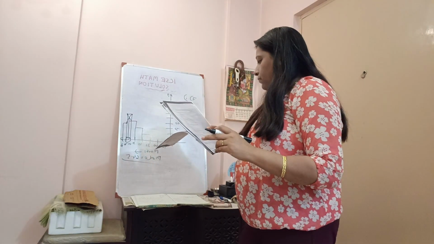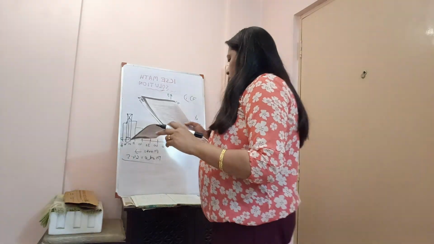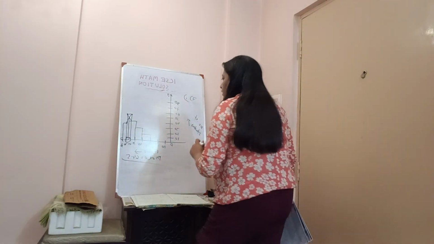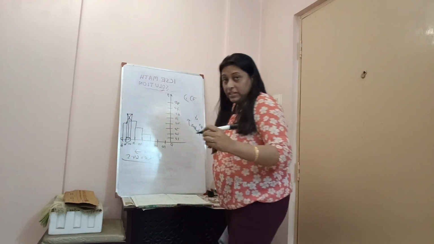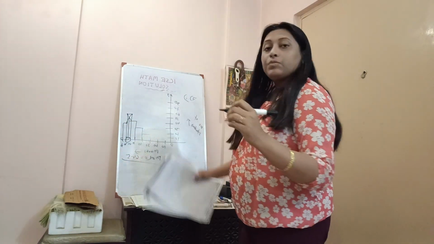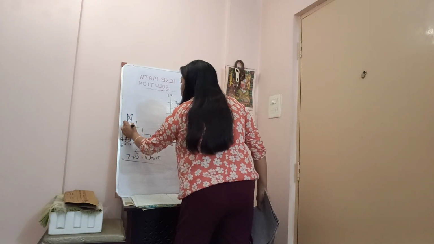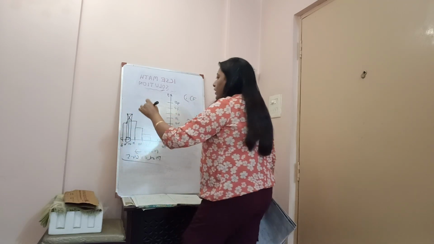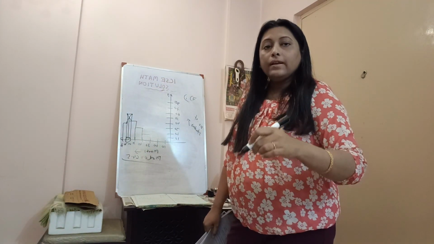Then you have to find the mode. How do we calculate the mode? The highest bar is 60 to 70, which is 54. From this point to this point you have to join, and from this point to this point you have to join. From the intersecting point, draw a line down to the x-axis.